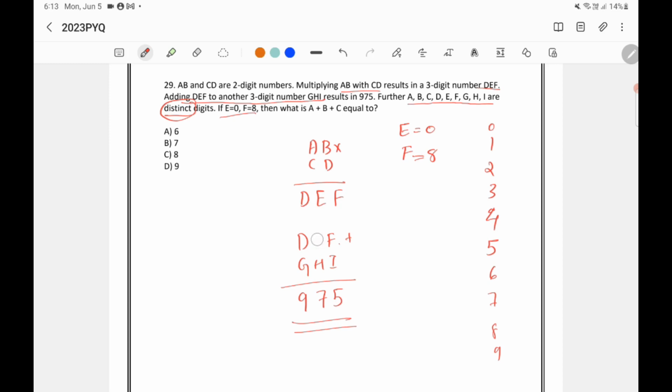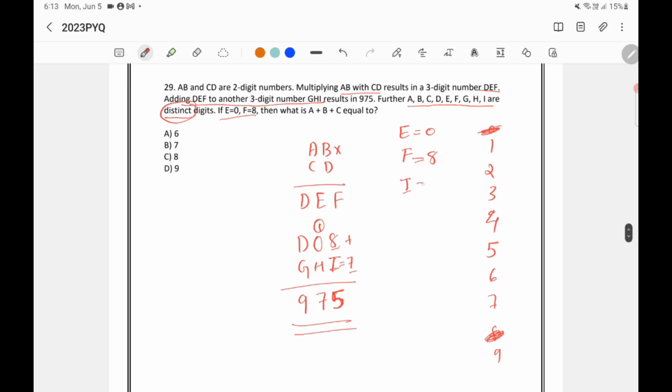So in place of E, I can write 0 and in place of F, I can write 8. And I cannot use this 0 and 8 for any other alphabets because they are distinct. I can use any of these digits only once, right? So I can cancel out this 0 and 8. Now if you see here, I has to be 7. Then only 8 plus 7 will become 15, so I can write 5 here and carry 1. So the only possibility for I is 7. So cancel out 7 also because we have already used 7.